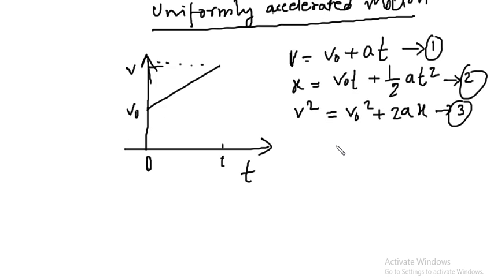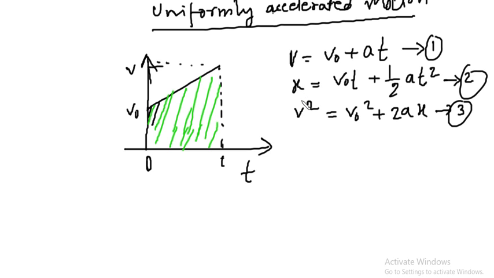So for proving this equation, we have to remember that the area under the velocity time graph, this is velocity, this is time, is the distance traveled by the particle. So total area under this velocity time graph will be the total distance traveled, that means x.